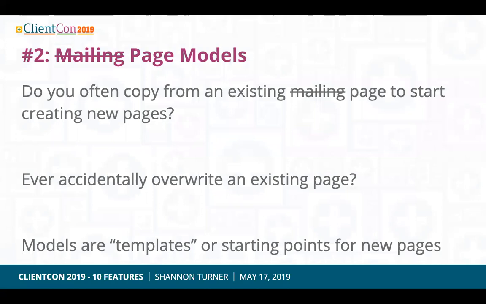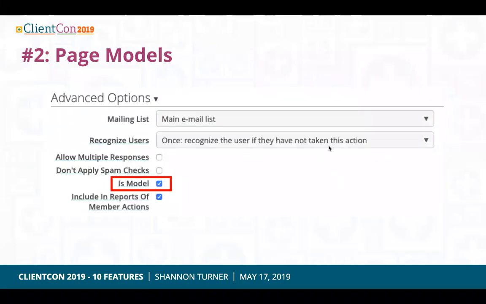Number 2 is page models. Now, this is pretty similar to the mailings that we just discussed. So if you have a specific type of page that you often copy from in order to make a new updated version, you might want to use page models to accomplish the same task. And this is especially useful for pages where you have a lot of boilerplate or setup. To add a page as a model, check the Is Model checkbox at the bottom of the Action Basics screen of your page under Advanced Options.